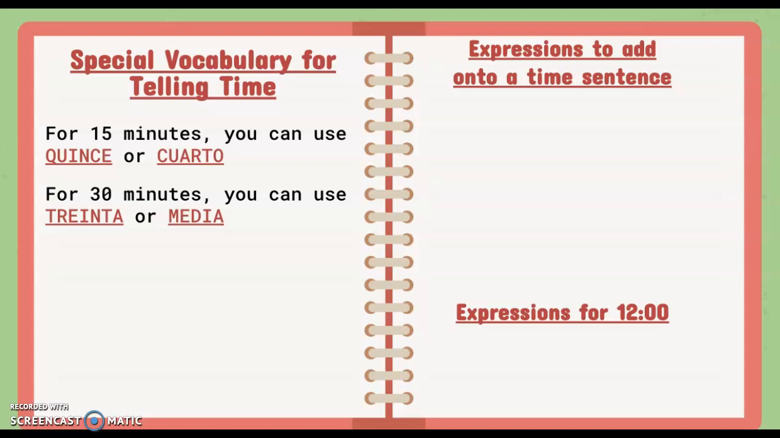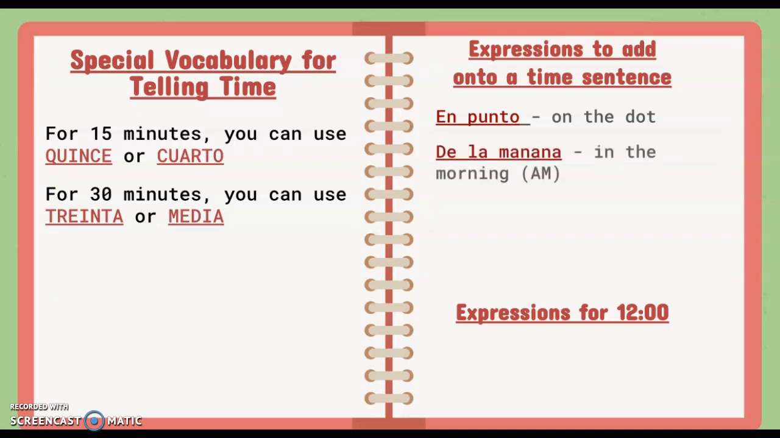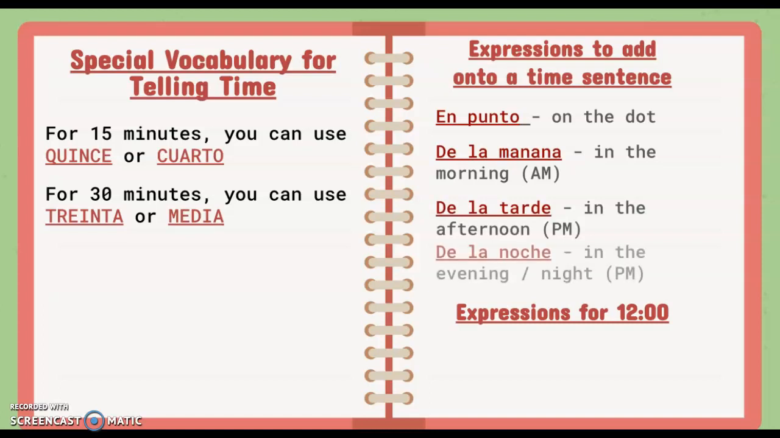So a few more expressions to add onto a time sentence. En punto means on the dot or sharp. So if I wanted to say it is 3 o'clock on the dot, I can say son las tres en punto. That is telling you it is 3 o'clock sharp. Our next one is in the morning, which is de la mañana. In the afternoon is de la tarde. And de la noche is in the evening or at nighttime.